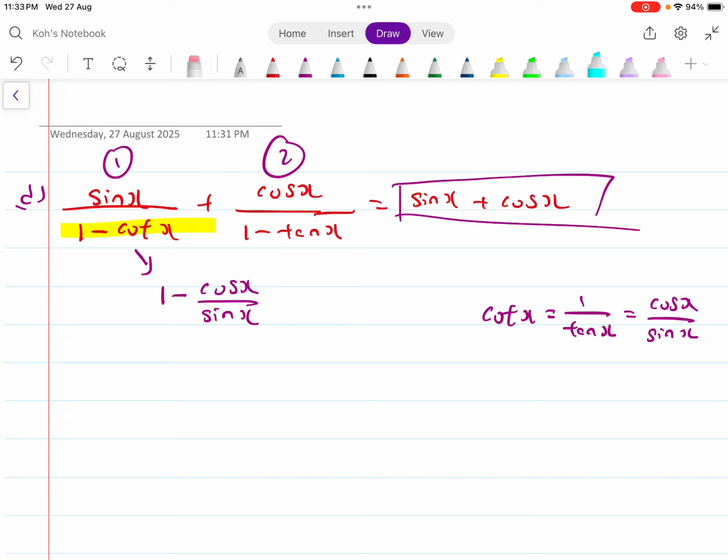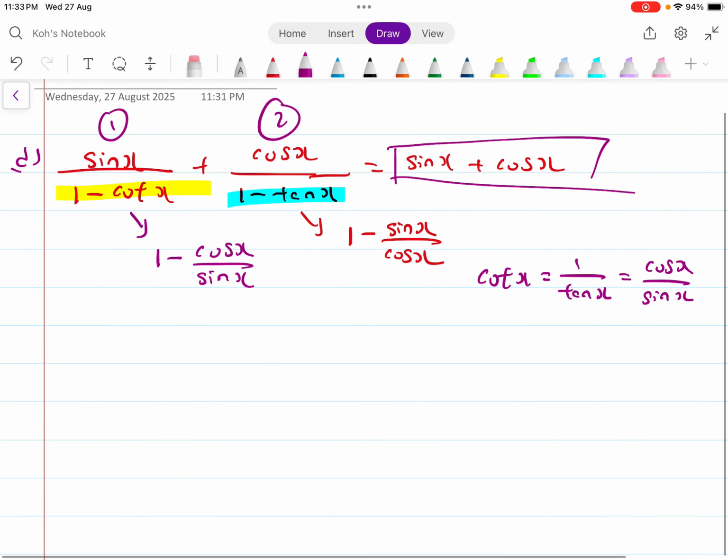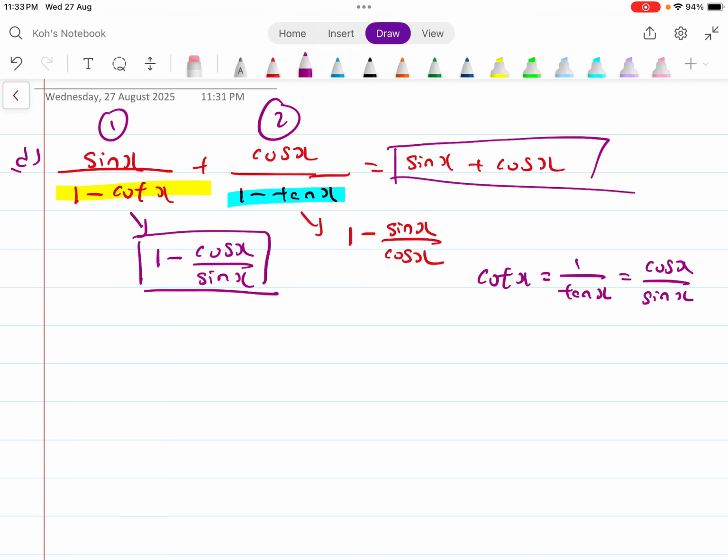Then for the second term it is 1 minus tan. I can also make tan into fully sine and cosine, so this is 1 minus sine x over cosine x. Definitely I can make each of these parts of the denominator into one fraction.